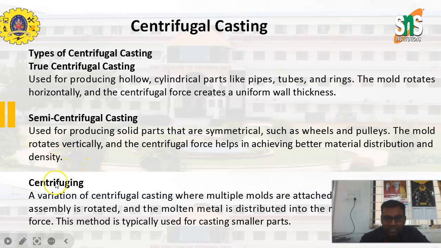And the final one is centrifuging, a variation of centrifugal casting where multiple molds are attached to a central spool. The assembly is rotated and the molten metal is distributed into the molds using centrifugal force. This method is typically used for casting smaller parts.